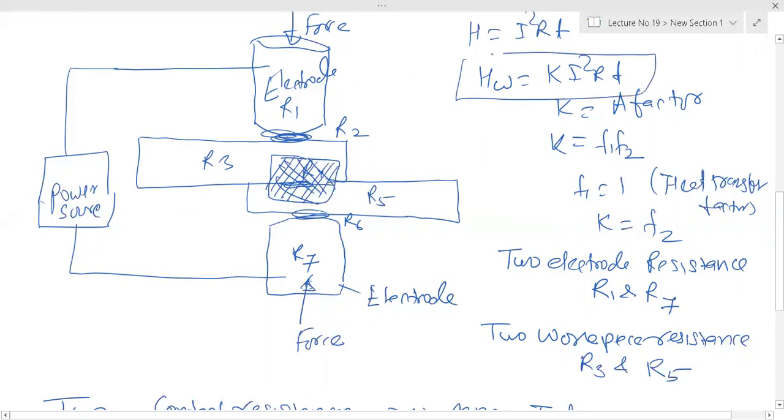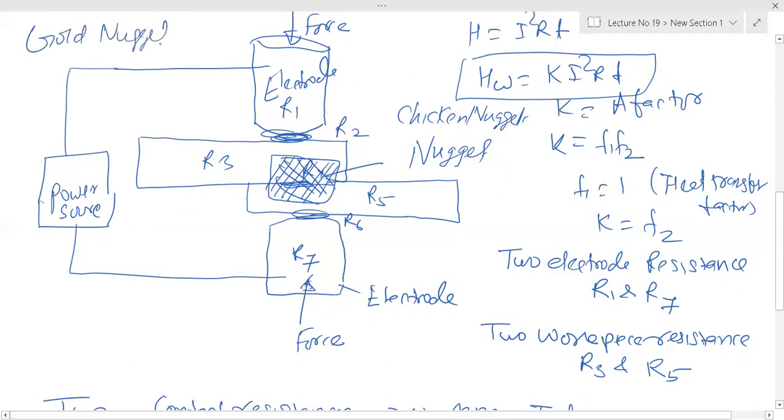and the heat is available to melt this, and this we call a nugget, right? No, not chicken nugget. You have heard about chicken nugget. So what is that? Gold nugget. So basically a small piece of metal or a small piece of fused material, right? So a nugget is formed. That we call a nugget.